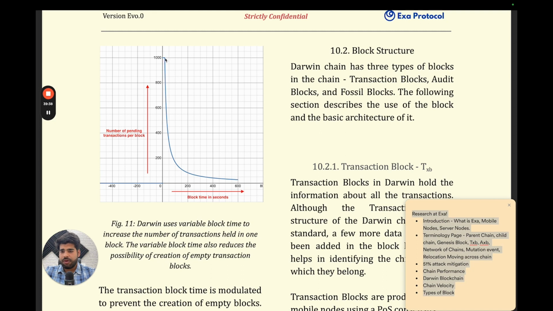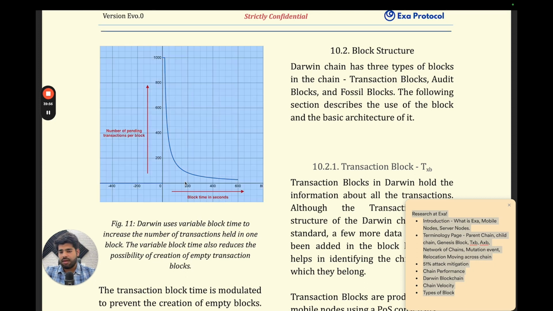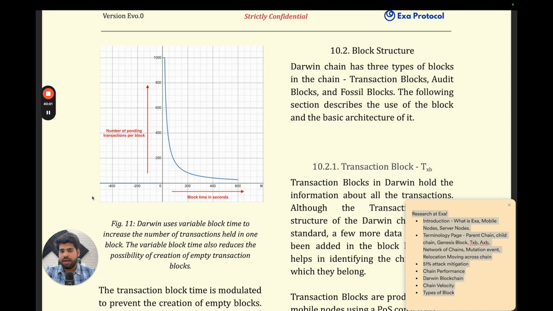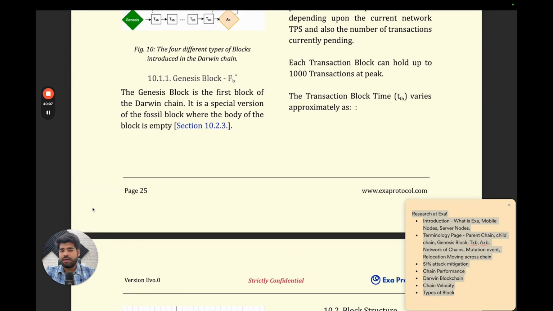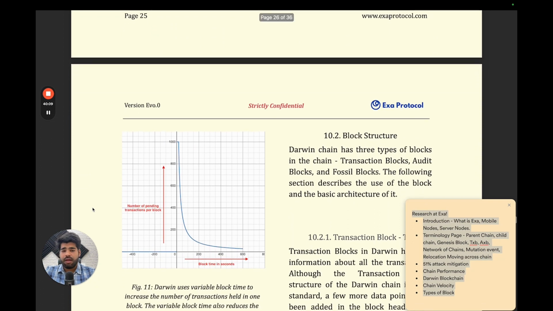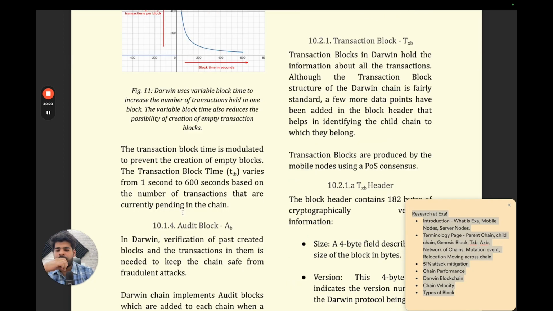But if you were to plot it, it will look something like this. If the total number of pending transactions in the block approaches 1,000, then the block time goes to a second. And if the pending transactions are, let's say, in the range of 50, then the block time would be, let's say, in minutes or a 3-minute time. The transaction block time can vary, and we have done this so that we don't create empty transaction blocks or transaction blocks that have a small amount of transactions in them. And then there is an audit block.